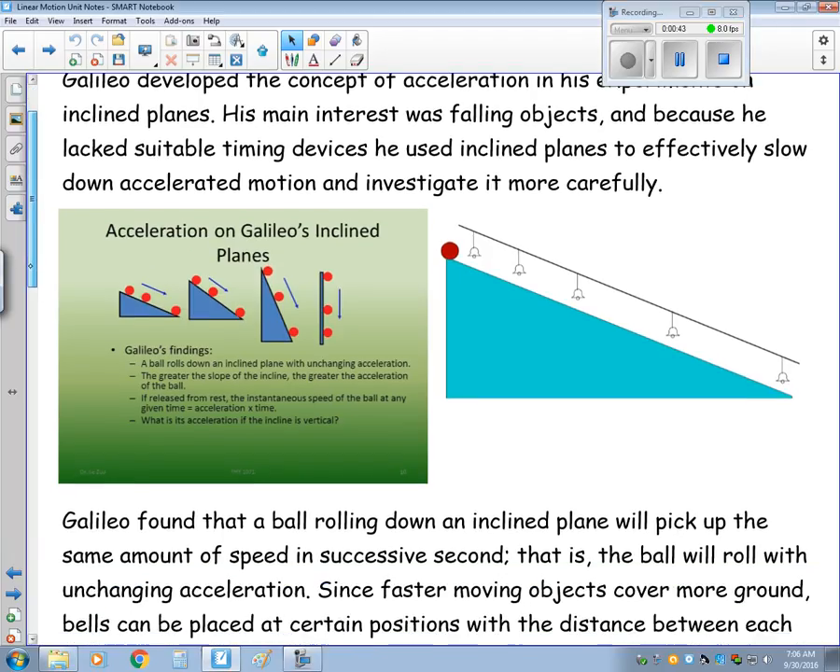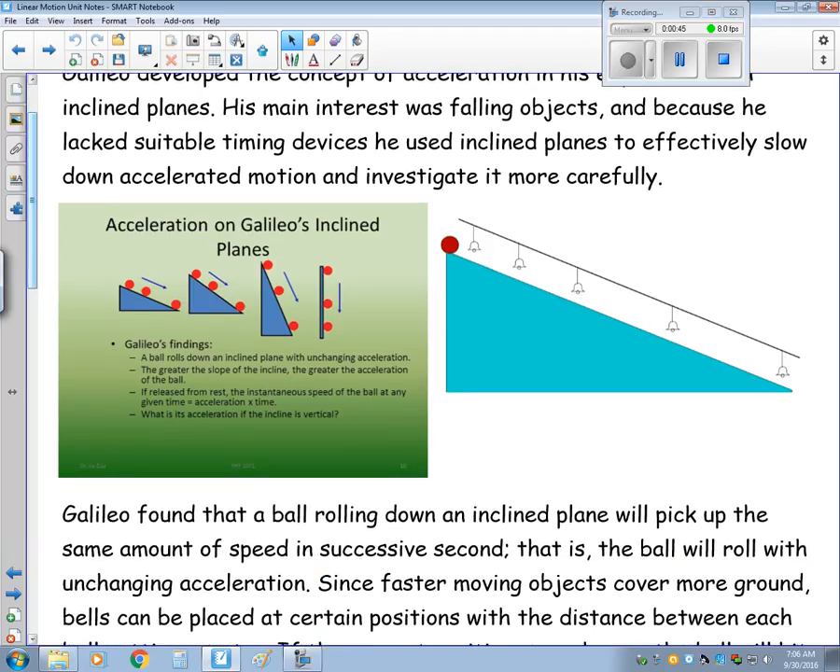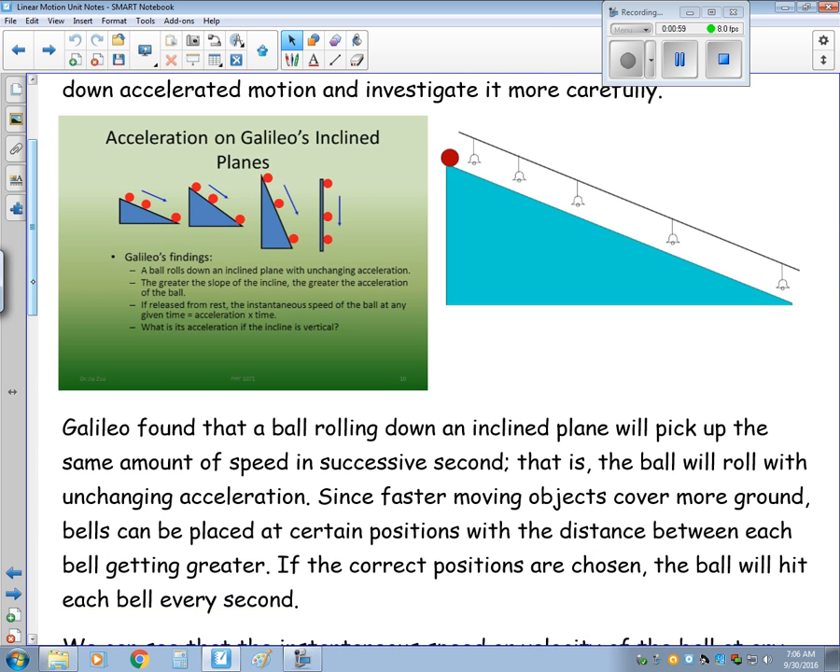So imagine taking a ramp and then making it steeper and steeper and steeper. Eventually, once the ramp is vertical, the object's in free fall. But before it gets to free fall, it's still accelerating along a ramp. So, what Galileo found was that the ball rolling down an incline will pick up the same amount of speed in successive seconds. So here's how he tested that out.